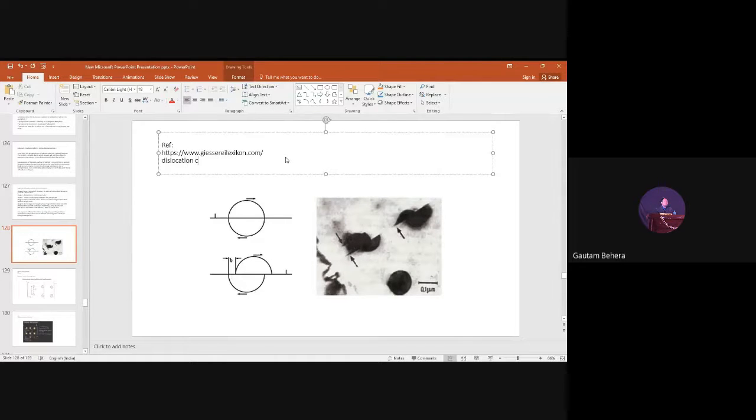Dislocation cutting the particle, creating a new surface. So that leads to more interfacial energy.